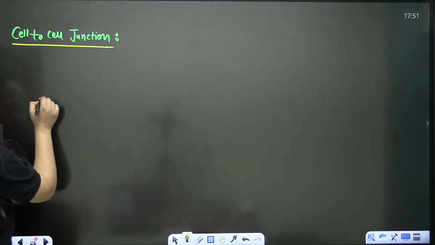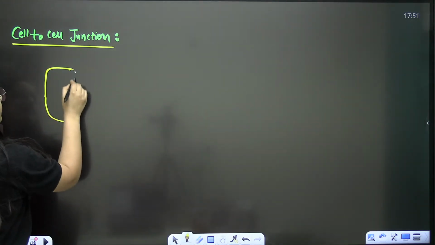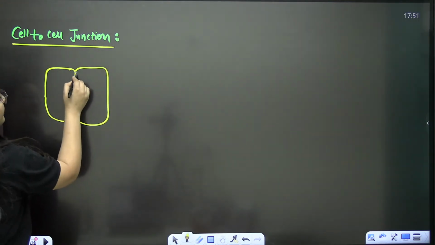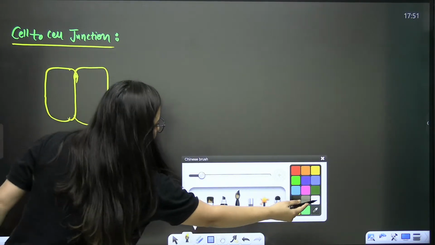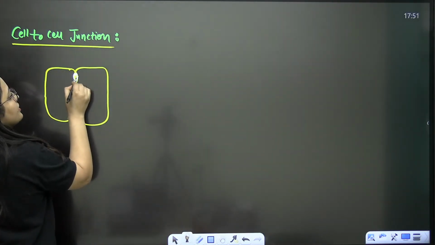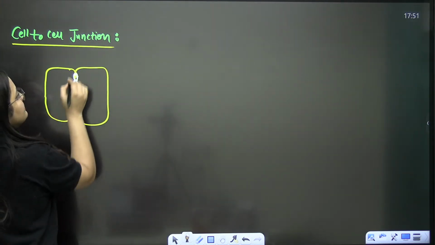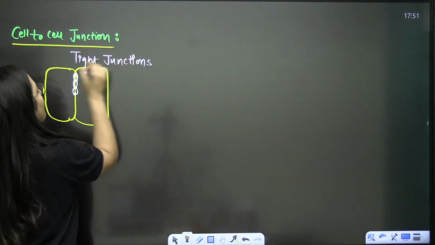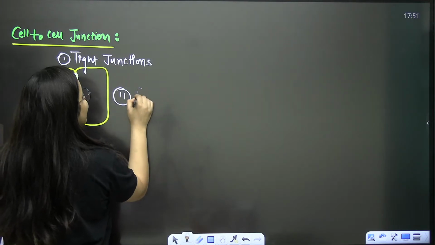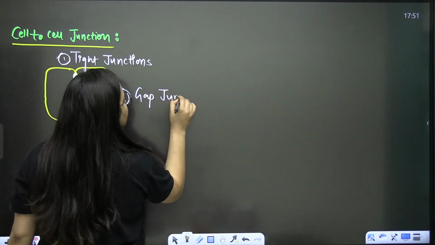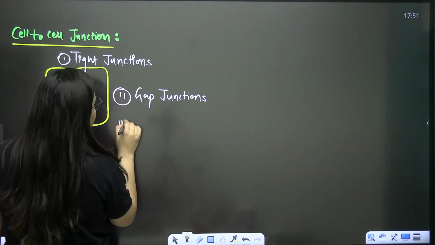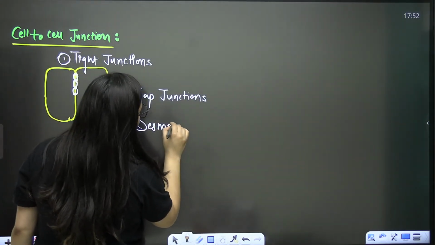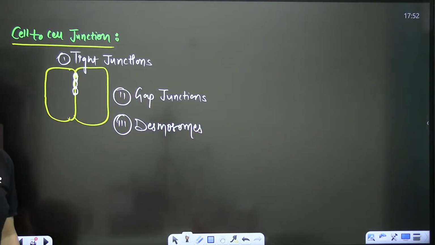So basically, the cells are present. Let's say you have one cell, you have another cell. How are they connected? Sometimes you are going to see some tight junctions here, by which they are connected. These are the types of junctions that we need to study here. We will talk about tight junctions, gap junctions, which are the continuous junctions, and desmosomes. So tight junctions, gap junctions, desmosomes, this is what we need to study. Clear?